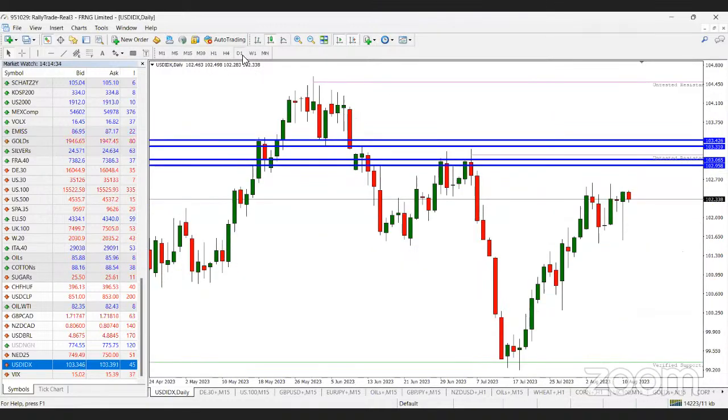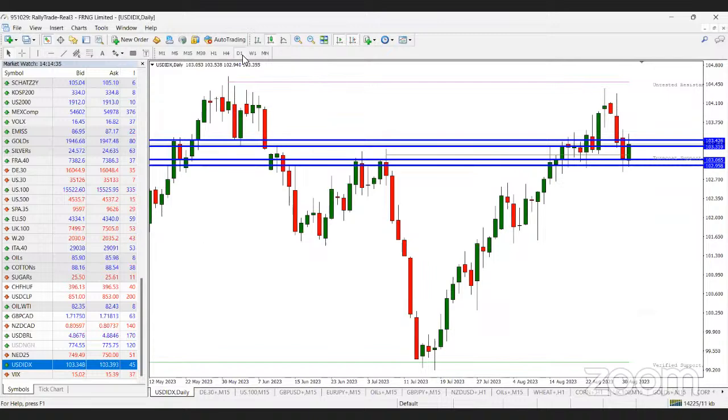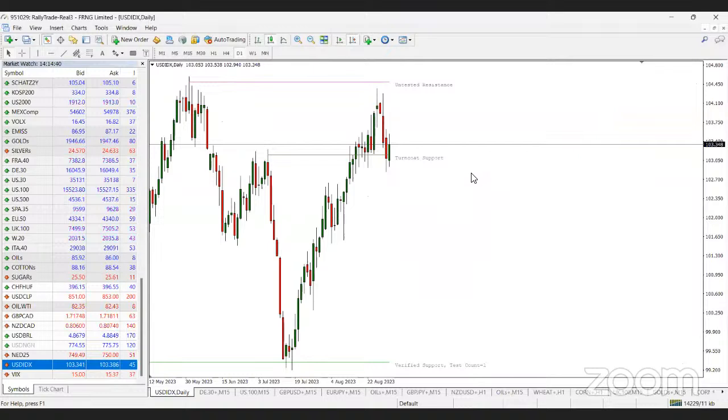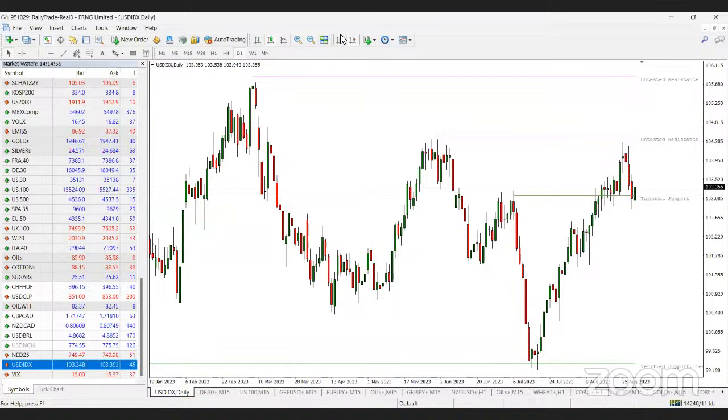Let's look at it on the daily time frame, to give ourselves a clearer chart. Okay, good. So this is what we have on the daily time frame. The dollar has sold and has hit a turncoat support. What the dollar has done is return to a particular trend.